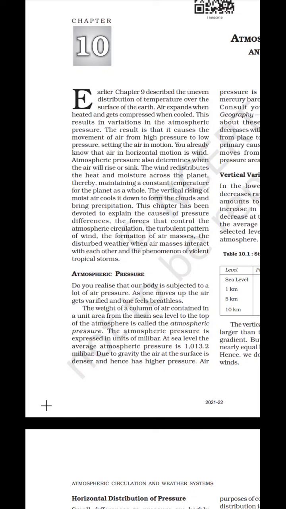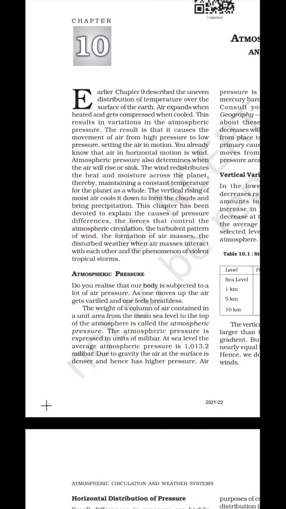Atmospheric pressure. Do you realize that our body is subjected to a lot of air pressure? As one moves up, the air gets rarefied and one feels breathless. The weight of a column of air contained in a unit area from the mean sea level to the top of the atmosphere is called the atmospheric pressure.